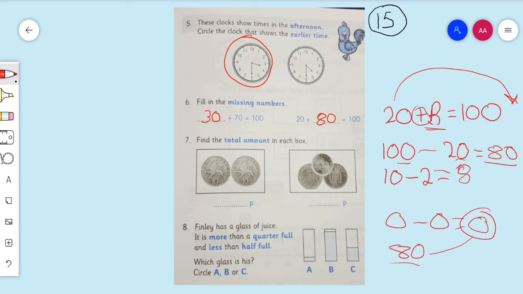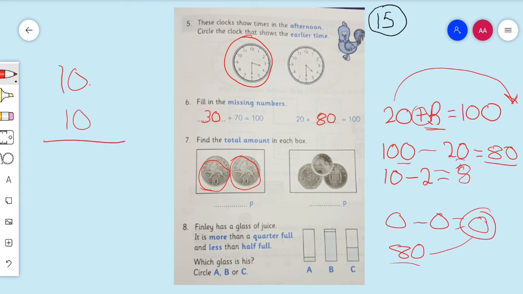Now let's move on to question number 7. Question number 7 is find the total amount in each box. This is a 10p coin and this is another 10p coin. 10p plus 10p, let's do column addition. 10p here and another 10p here. We don't need to add these p's here, so we can rub these p's out and let's do 10 plus 10.